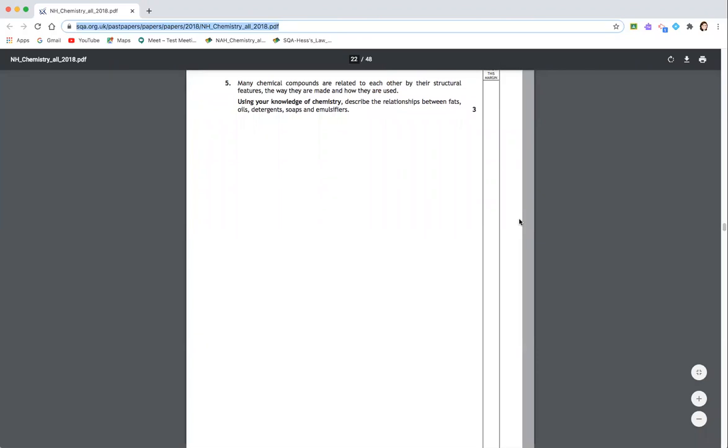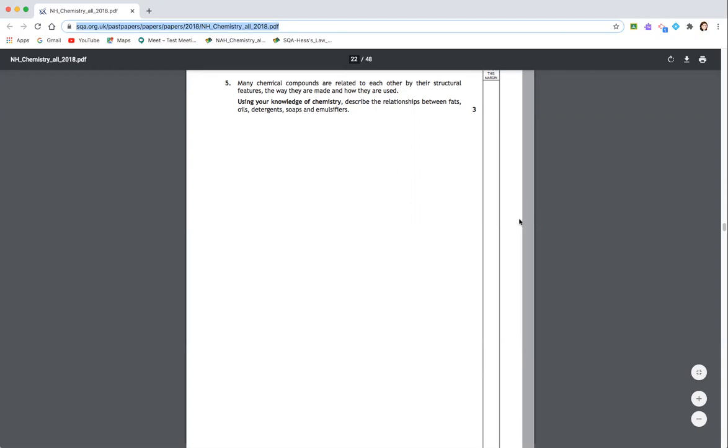So remember, the saturated chains are straight, which means the molecules can pack neatly and have strong London dispersion forces, which gives them a high melting point. Whereas in the unsaturated chains in the oils, the double bonds cause kinks in the chains, which means the molecules can't pack as tightly, therefore they have weaker London dispersion forces, so a lower melting point. You could talk about how they hydrolyze to form glycerol and 3 fatty acids.